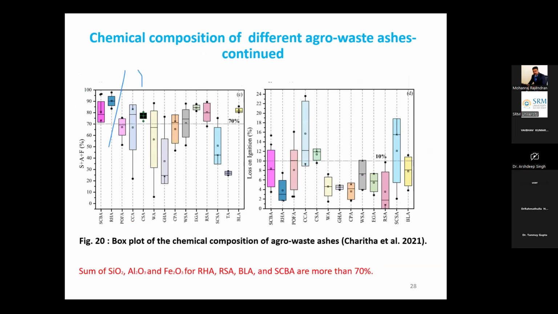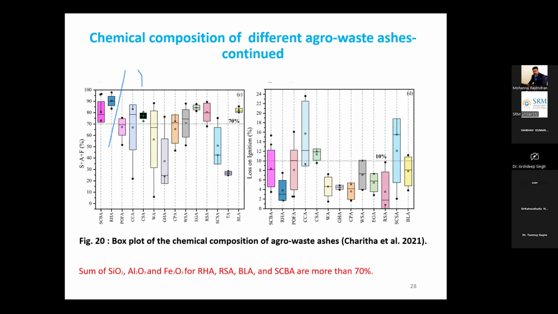Then the chemical composition of different agro waste ashes in terms of silica, alumina, and ferrite. As per ASTM code, the total percentage for all three should be more than 70%. And in most of the cases, we can see here that most of the ashes fulfill this criteria. And when we see the loss on ignition, it should be less than 10%. We can see here that most of the ashes are below this line. So these are the trends.